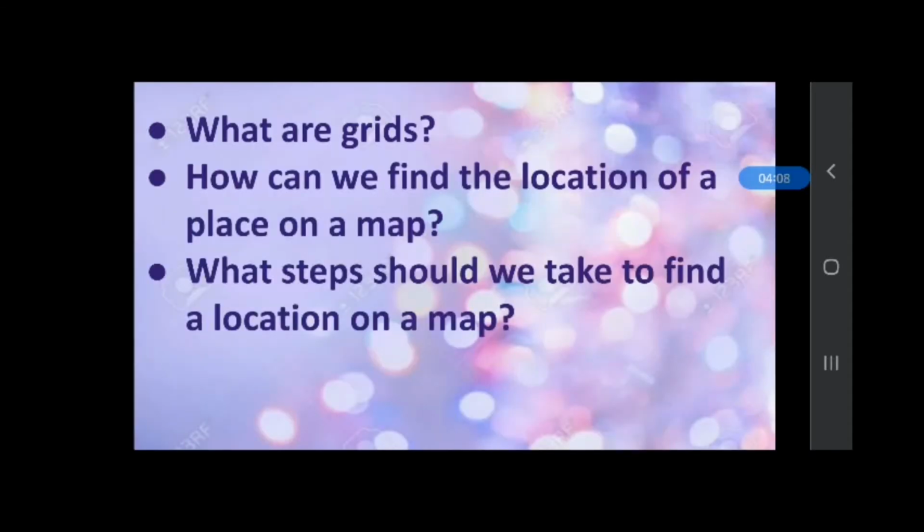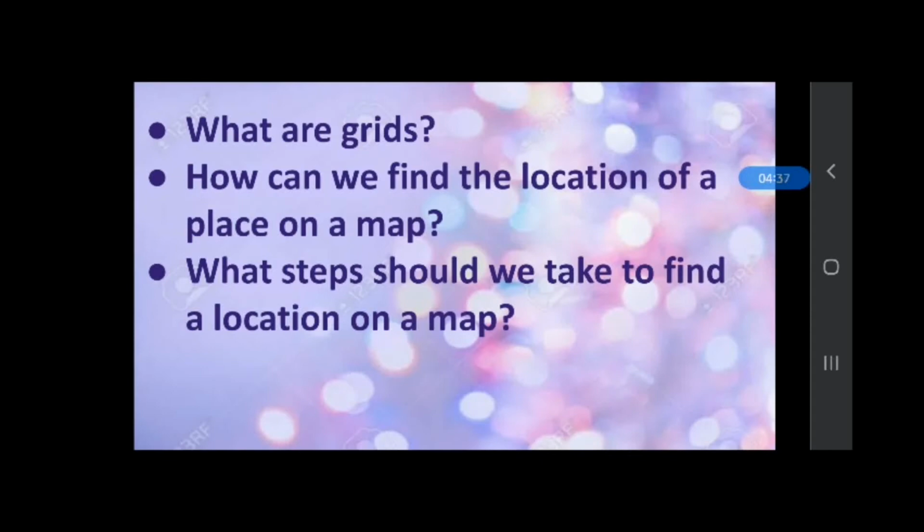Now answer these questions. What are grids? How can we find the location of a place on a map? What steps should we take to find a location on a map? You can read your content book to answer these questions if you want. Or if you know the answers, you can answer to your partner. But maybe you don't know.